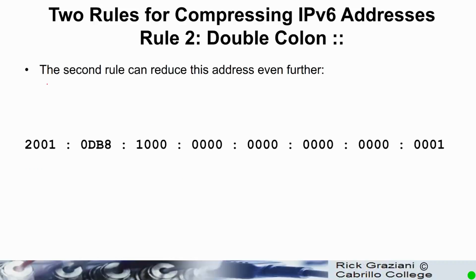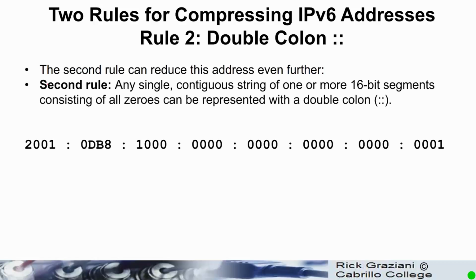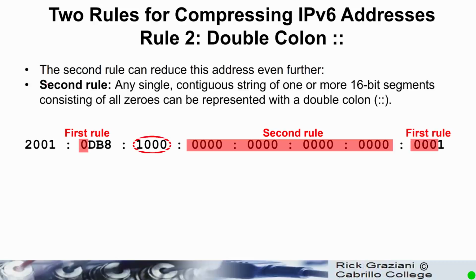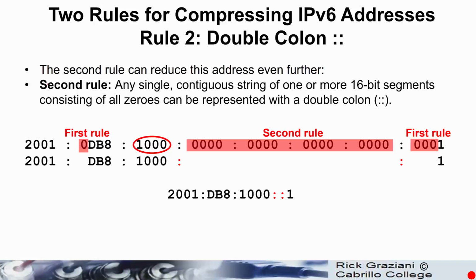So now let's move on to the second rule. We can reduce the addresses even further: any single continuous string of one or more 16-bit segments of all zeros can be removed and replaced with a double colon. So here we have a string of 4 groups of zeros. We can get rid of them and the leading zeros, so we can rewrite the address as 2001:db8:1000::1.